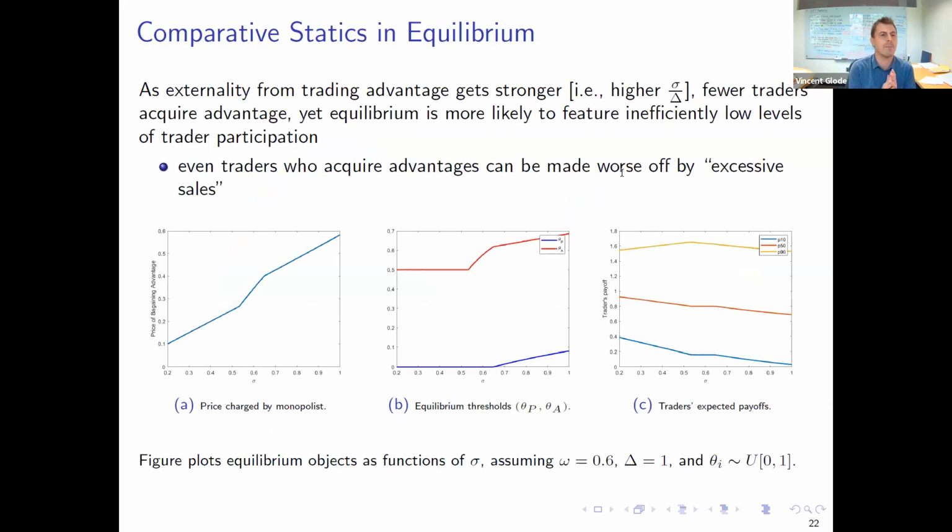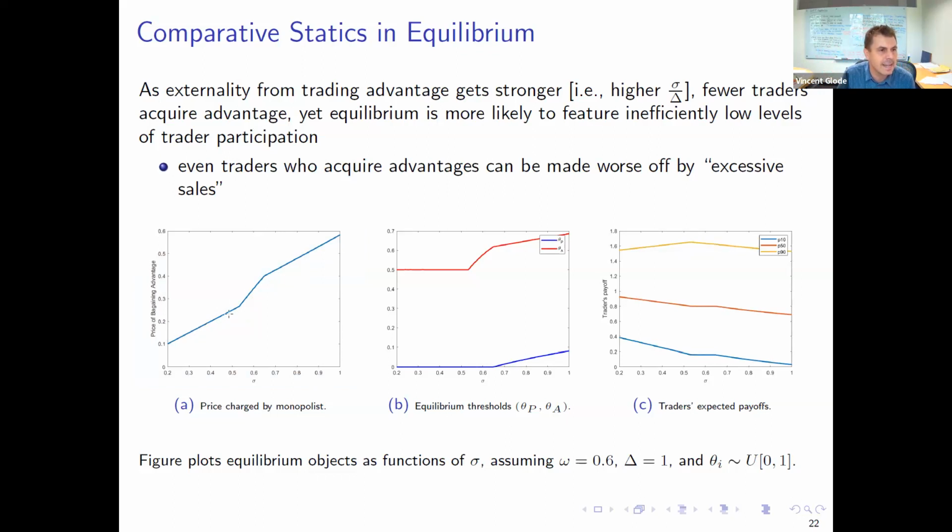So this is one thing that I want to mention, and then we can fly through the next few things, but this is important. So I will take a few minutes here, and then we can wrap up. Here I want to show you some comparative statics in equilibrium. What happens in equilibrium when you change sigma? As you make the trading advantage more powerful, what happens to equilibrium quantities? Let's look at the price charged by the monopolist. I go from a weak trading advantage to a stronger trading advantage, and you can see that, unsurprisingly, the price goes up.